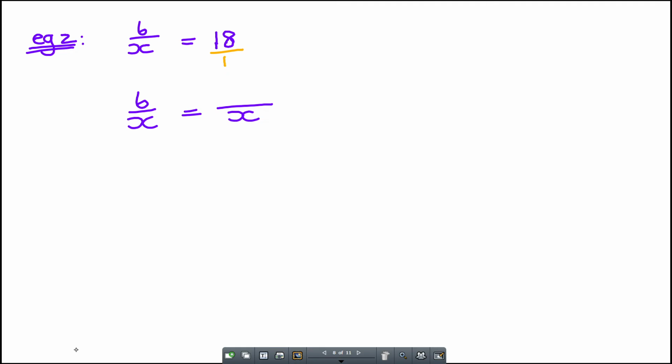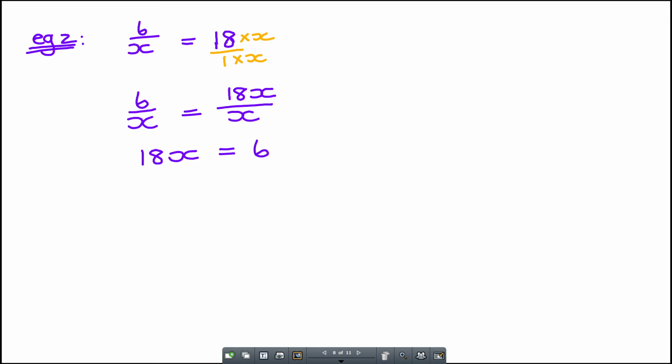Right, let's see. So what I had to do was times x at the bottom. So I have to multiply with x at the top. So at the top, I'm going to have 18x. All right? Now denominators are the same, so I only look at the top. So 6 is equal to 18x. Okay, but listen. You guys said just now you don't like it like this, so I'm going to put the x on the other side. So I'm going to say 18x is equal to 6.